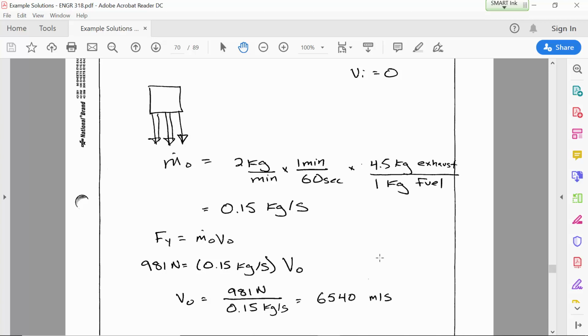Now I just assumed a mass flow rate of the exhaust. This is an extremely high velocity. It may be that they're burning more than 2 kilograms of fuel per minute.